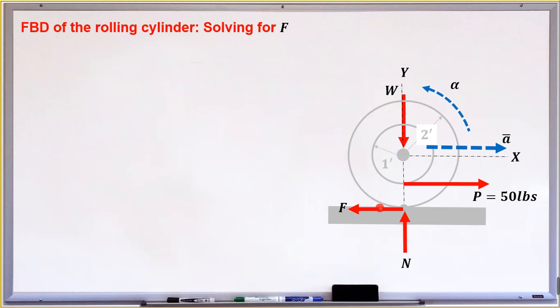Since it is moving, we're going to use the formula for the kinetic friction. So the kinetic friction, Fk, is expressed by the product of the coefficient of kinetic friction times the normal force. Our mu k is given, that is equal to 0.2. Now, we are missing the normal force.